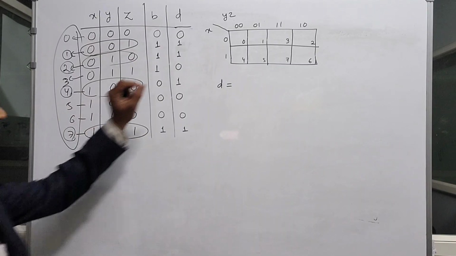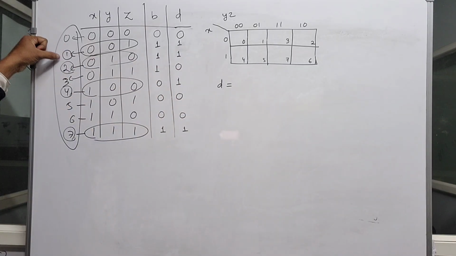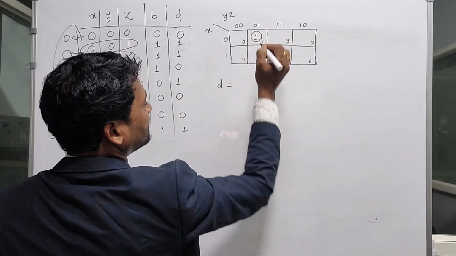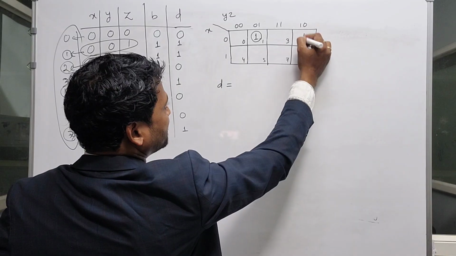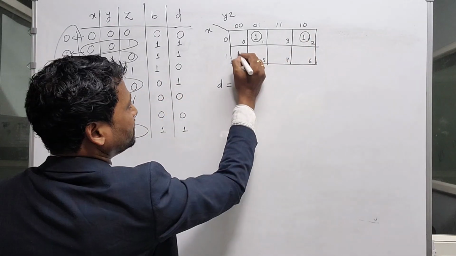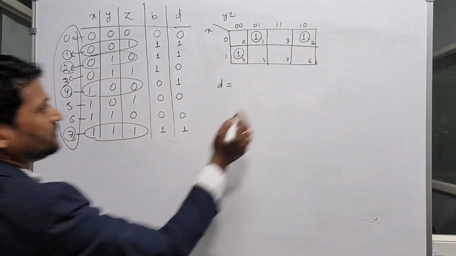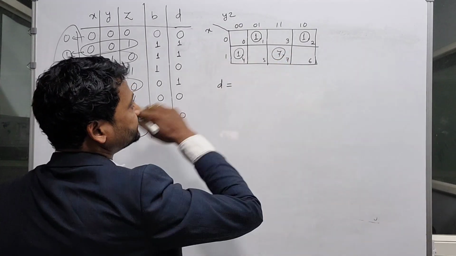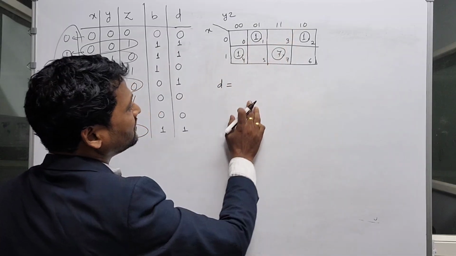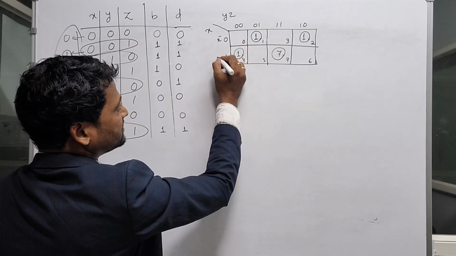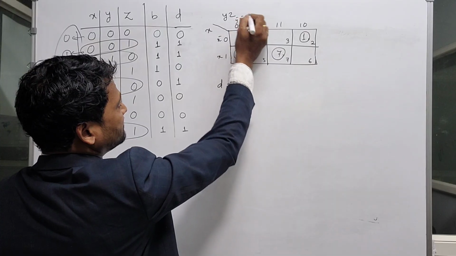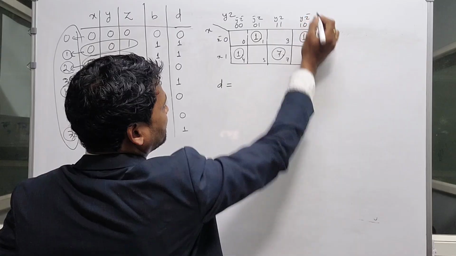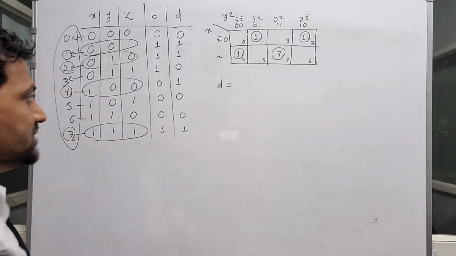So we just have to write 1 in these places: 1, 2, 4 and 7. So we mention 1 in place of 1, 1 in place of 2, 1 in place of 4, and 1 in place of 7. Now write this equation. Pairing is not possible, so write them individually. Here it is x bar, y bar z; then y bar z bar, y z bar, y z and y z bar. A 0 means bar, and a 1 means the normal value.